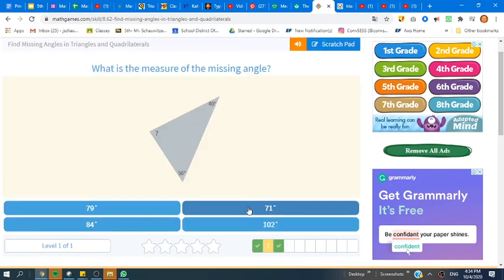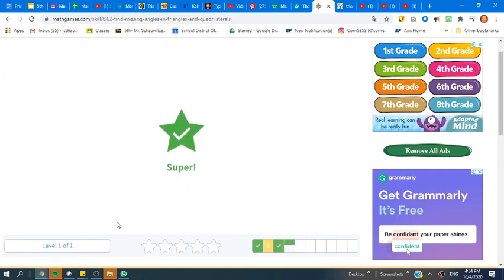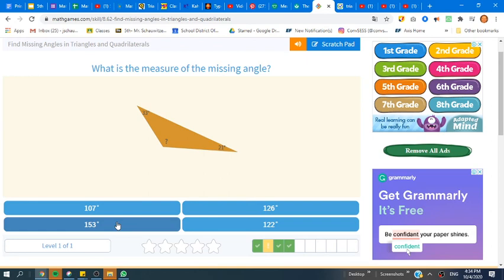All right. What is the measurement of the missing angle? Well, if we take 56 plus 40, we're going to come up with 96. And 180 minus 96 is 84. We got it. Look at that. What is the measurement of this missing angle? Pause the video and see if you can figure it out on your own.